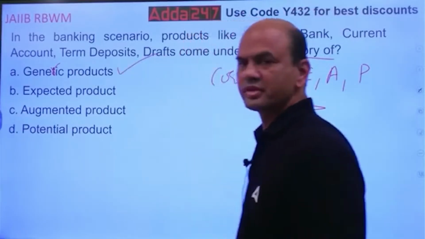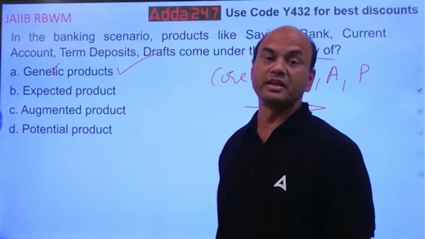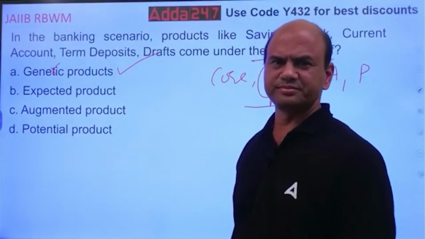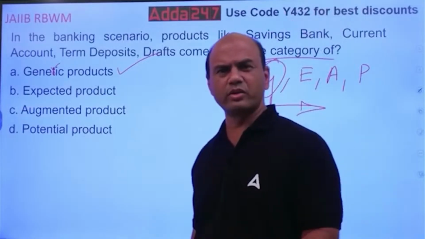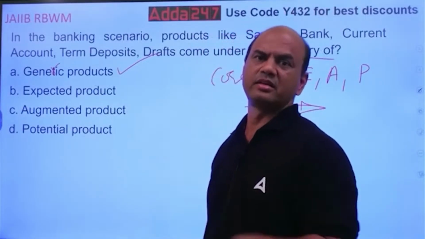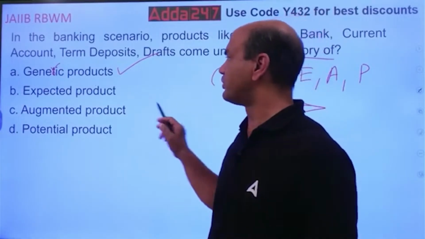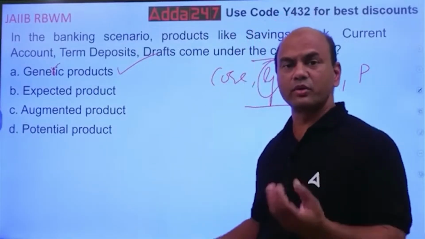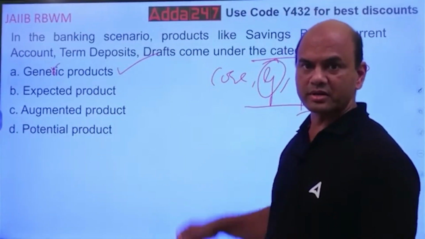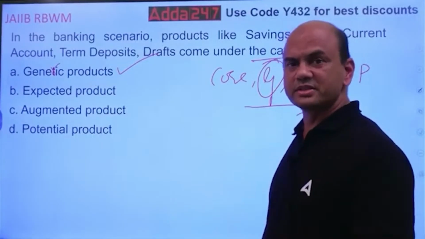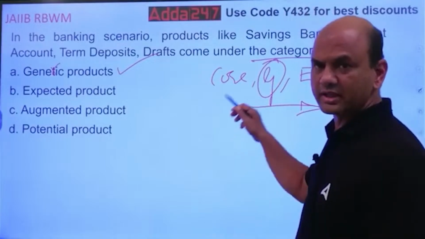Generic products. Generic means what? It is common. Common everywhere. Generic medicines, isn't it? Same. They don't have a brand name. That's the whole fight going on right now, right? The generic and this branded. So generic products means before that there is a core product. Core product means what? It is the origin of the product. Savings account, core product. Now when you add the features, it becomes generic, means it is common to all. First is core, then it becomes generic.